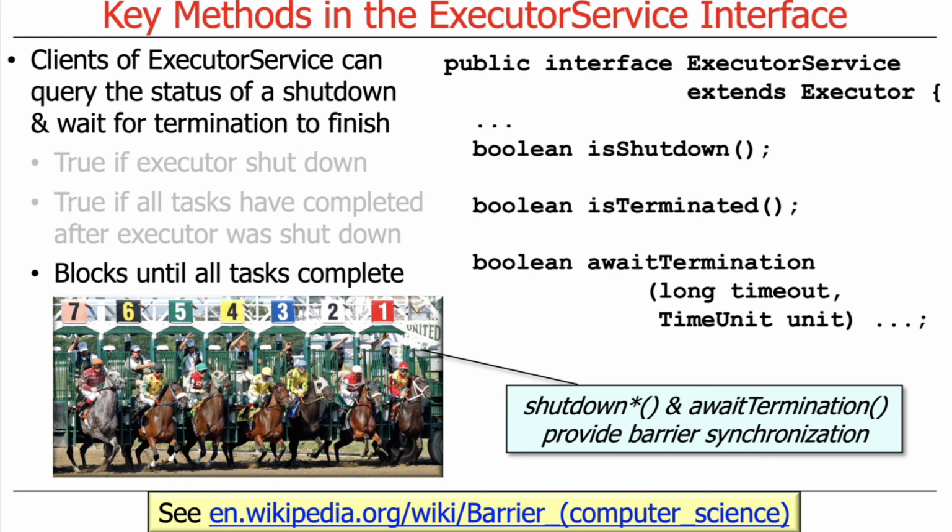The awaitTermination method in conjunction with shutdown can be used to provide a form of barrier synchronization. We'll talk more about barrier synchronization later in a great degree of detail. But this is a simple form where you can have one thread wait for all the other threads to finish, which is often useful because you don't want your program to exit until all the threads have shut down.